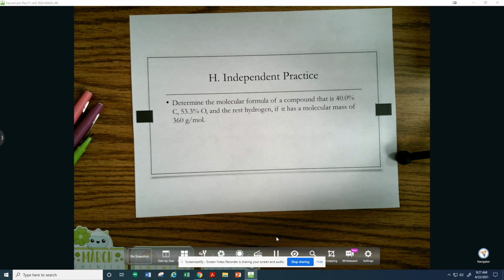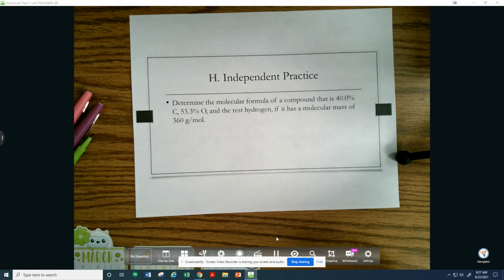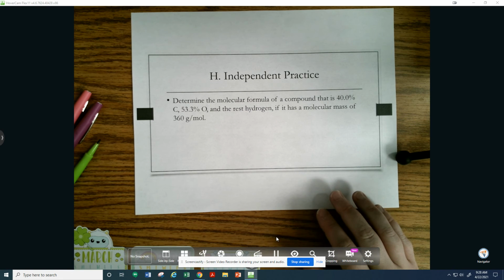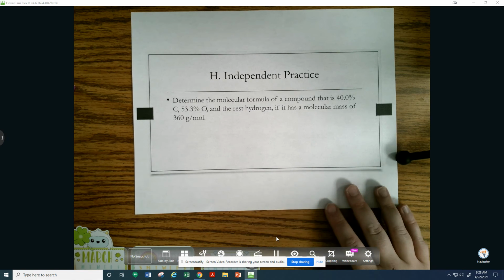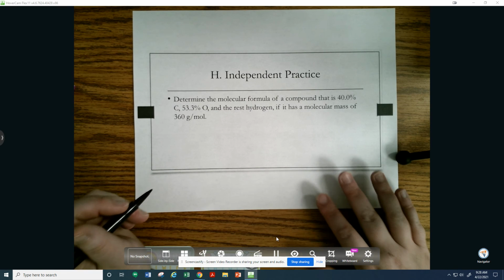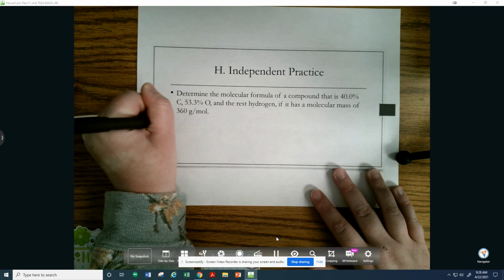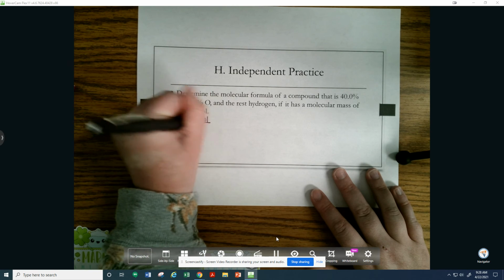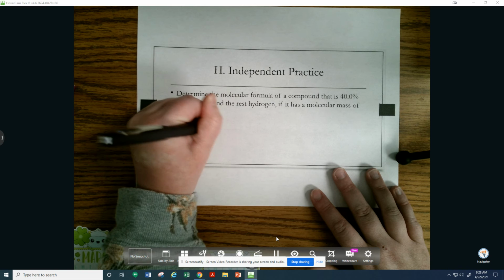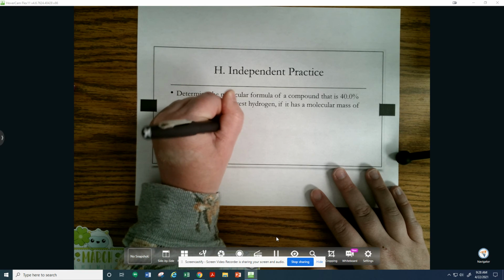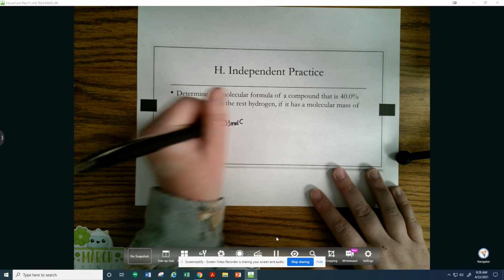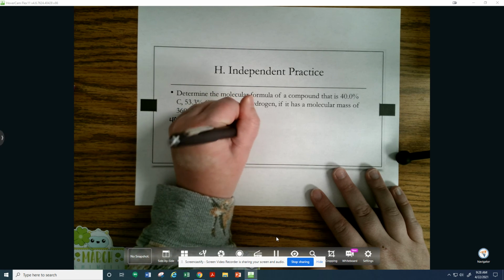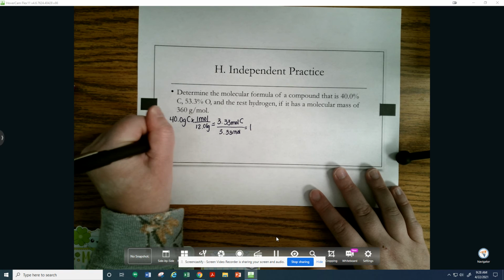Here's the last independent practice problem. If you want to pause the video and see if you can work it out, that is highly encouraged. So here we have 3 elements, and I have to buzz through this because I have a Google Meet with you guys. So we have 3.33 moles of carbon. And I'm going to go ahead and fill this out because it's the lowest. I'm going to show that work so I'm not backtracking.